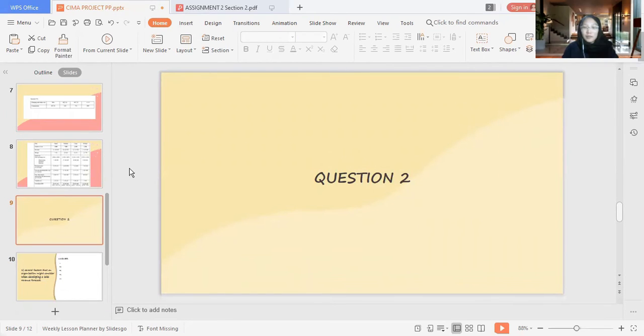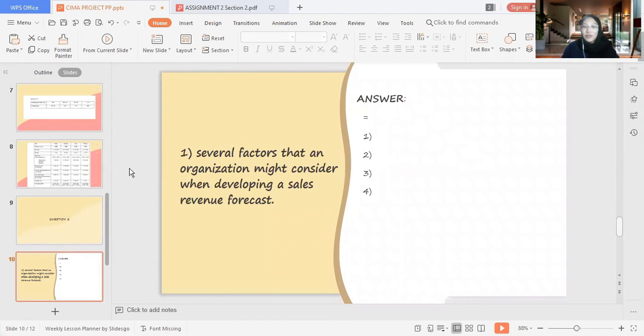Discuss the second part of the question, which is question 2. For question 2, it asks for several factors that an organization might consider when developing a sales revenue forecast.